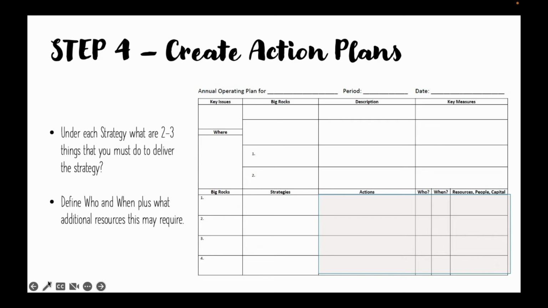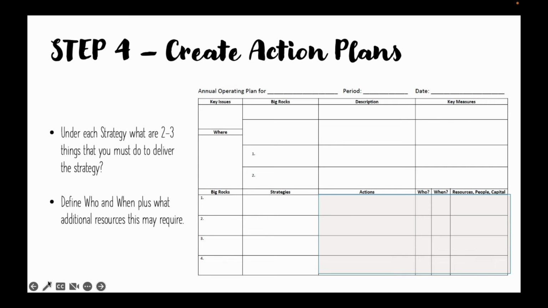Okay, and the final step in building this annual operating plan is to create some action plans. So under each strategy, what are the 2 or 3 things you must do to deliver the strategy? All right, so these are the detailed actions.